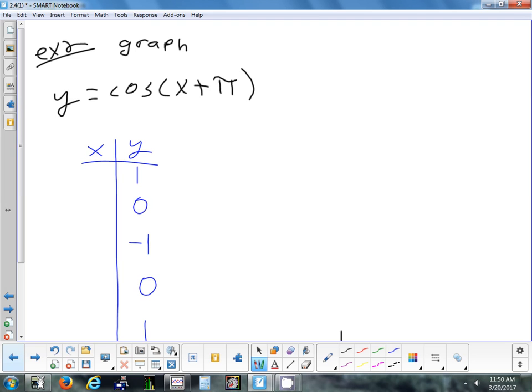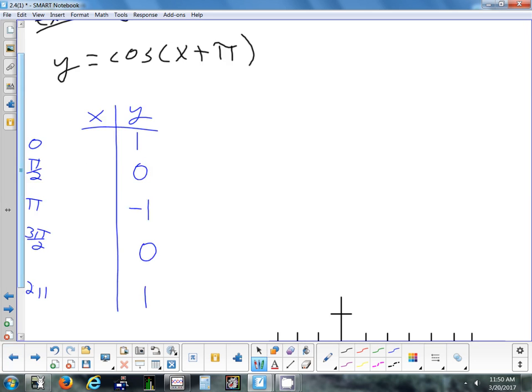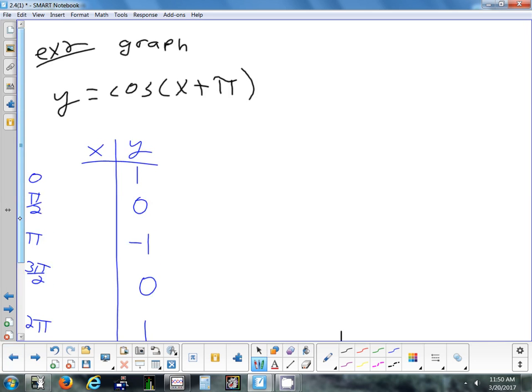So Kristen, can you remind me what my original x's are for cosine? Same for sine as well. 0, pi over 2, pi, 3 pi over 2, and 2 pi. Okay, and Michael, what am I going to do to all of these values? Am I going to add or am I going to subtract? Subtract pi. Yep, I'm going to subtract pi.